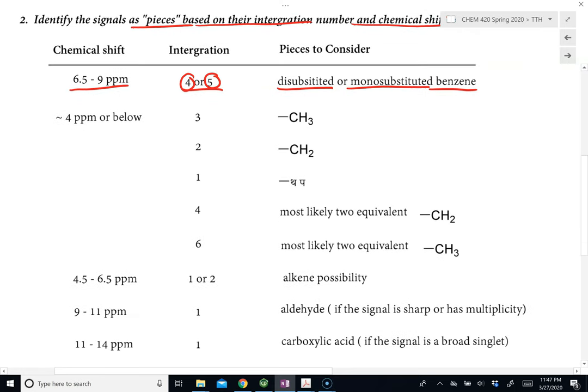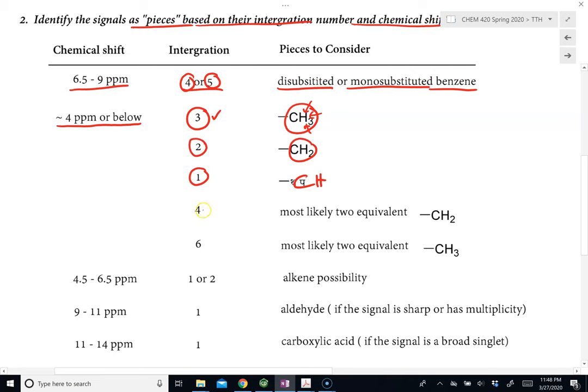And if we have signals at about 4 ppm or lower, depending on their integration number and chemical shift, they can have different meanings. For example, if the overall integration is 3, then very likely we have a CH3 group. Only with a CH3 group would these 3 hydrogens be equivalent, and therefore give us the same signal, raising the intensity of this signal so its integration number equals 3. If we have an integration number equal to 2, then that means we have a CH2 group. And if we have an integration equal to 1, then that means we have a CH group.